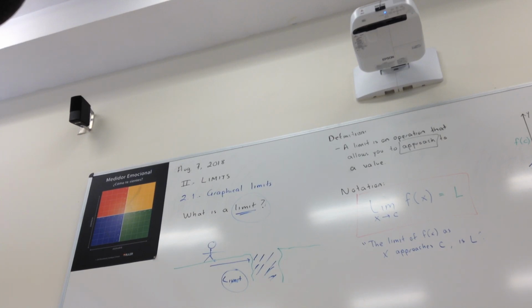Do you understand that? Not so much. Okay, don't worry. We're going to do more examples. But that's the idea. The idea is that I'm going to approach a value C, and my answer is going to be the value of the graph that it is approaching. Seems confusing, perhaps, but we'll see. This is going to be my definition.